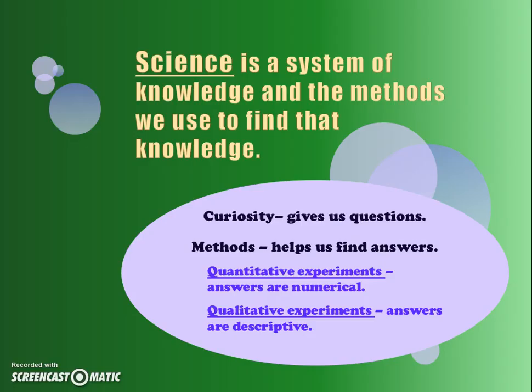So let's go ahead and start so we can talk about the experiments in this scientific method. Okay, this reads here that science is a system of knowledge and methods that we use to find knowledge or to increase our knowledge on something. But if we're going to set up an experiment using science, we're going to have to do it by two different types of experiments. One is a quantitative experiment and the other one is a qualitative experiment.